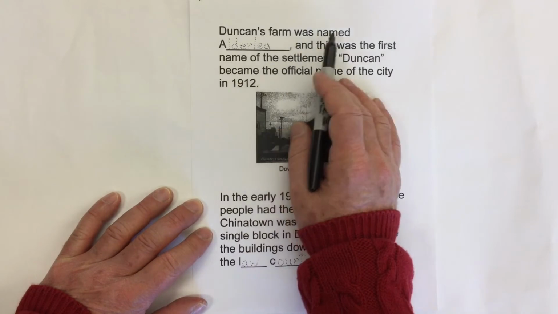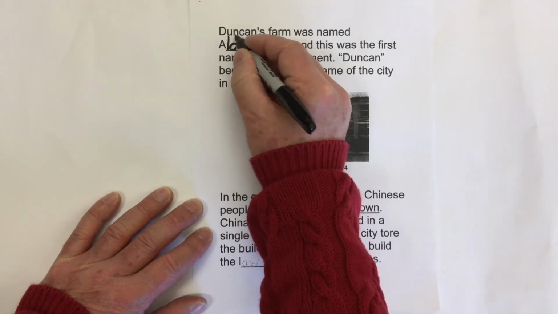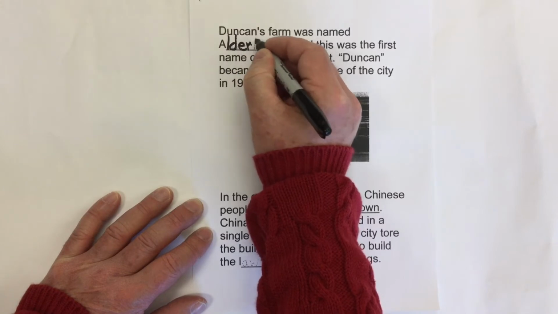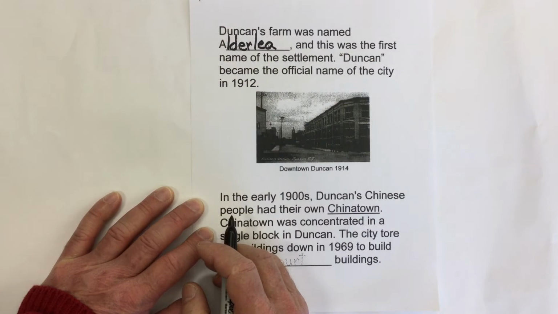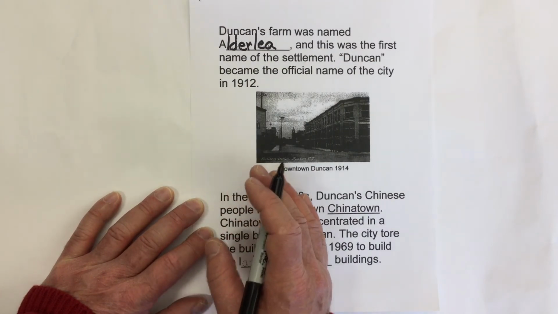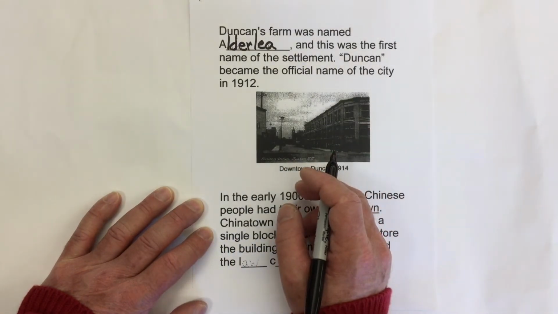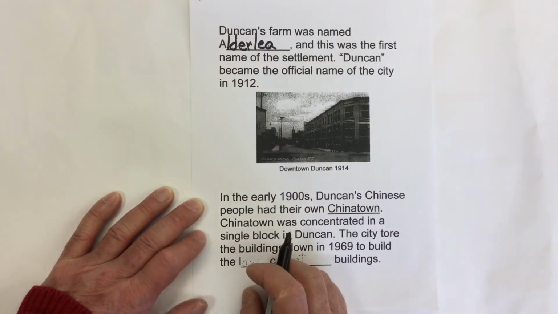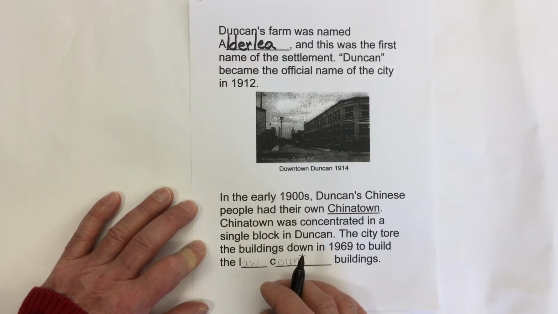Mr. Duncan's farm was named Alderlea. Sometimes we hear that name around here, Alderlea. Duncan's farm was named Alderlea, and this was the first name of the settlement. The name Duncan became the official name of the city in 1912. Here's a picture of downtown Duncan in 1914.